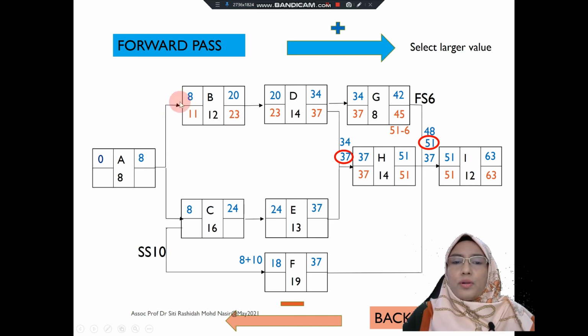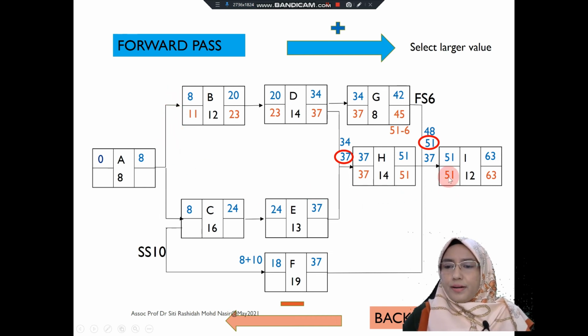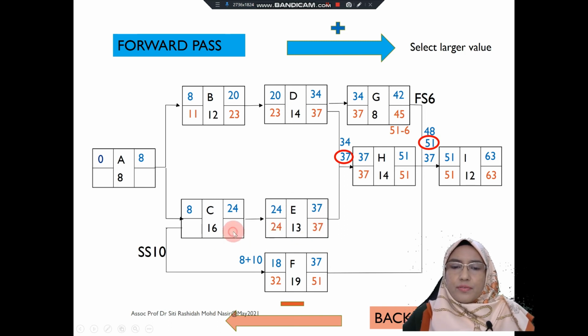Okay, let's hold the calculation at this point. We continue at activity I. Again, activity I to activity F is 51 and minus 19 is 32. Okay, for activity E, this is 37. So 37 minus 13 is 24.